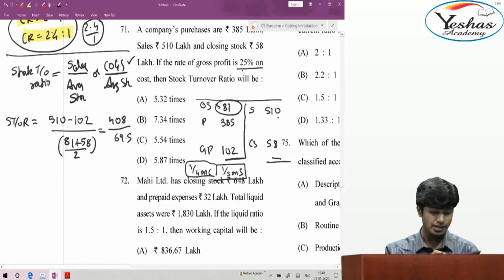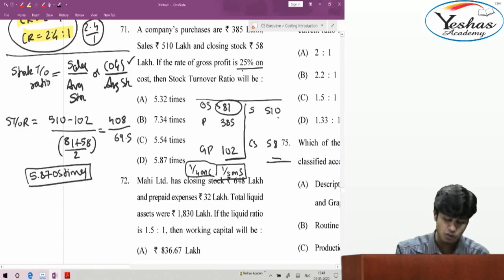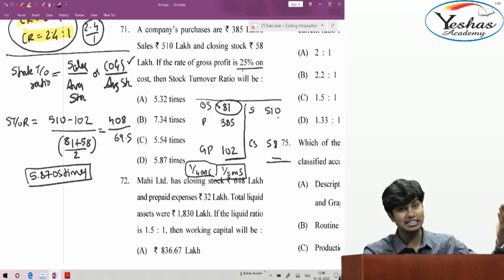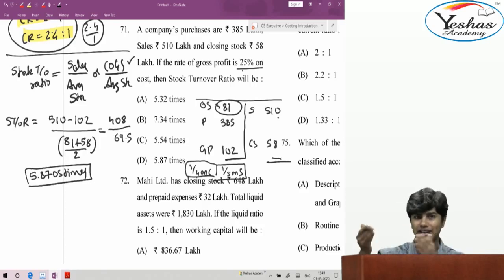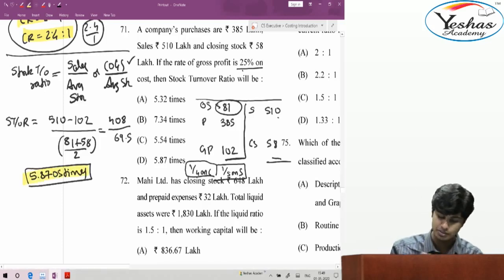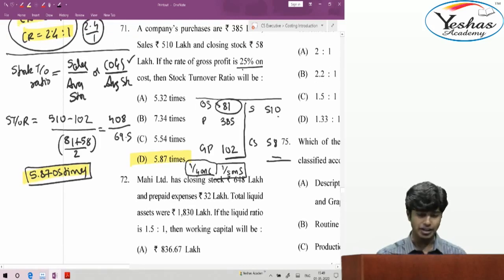So 408 divided by 69.5 gives me a stock turnover ratio of 5.8705 times. So meaning the amount of stock that I have now will get exhausted 5.87 times. If I do 12 months divided by 5.87 times, or 365 days divided by this, I'll get my inventory holding period. For how many days will I hold my inventory once? One part of inventory that comes into my organization, how many days will it stay in my organization can be found that way. So the answer is 5.87 times. That is with respect to question number 71. The answer is option D, 5.87 times.